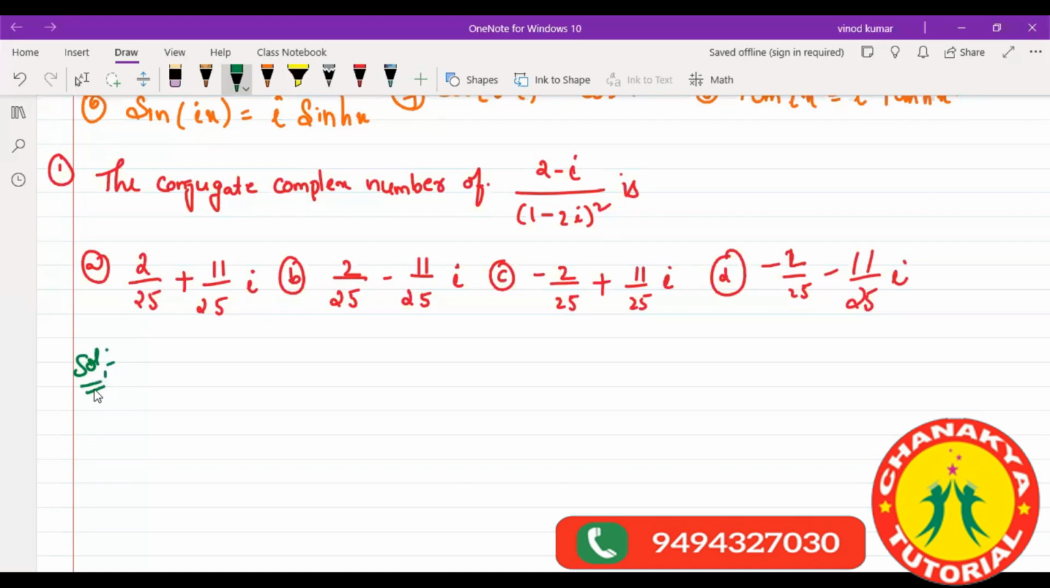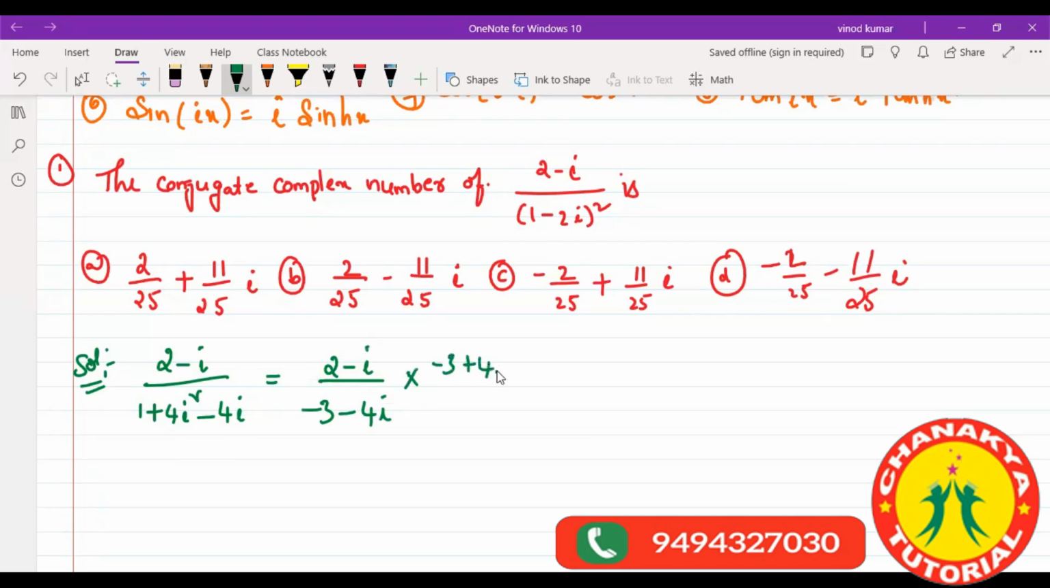Solution: the given number is not a normal, not a direct complex number, yes, it is a rational complex number. So first of all, we need to solve this: (2 minus i) by (a minus b) whole square, that is 1 plus 4i square minus 4i. Now i square means minus 1, so 1 minus 4 is minus 3 minus 4i. Just we rationalize the denominator.